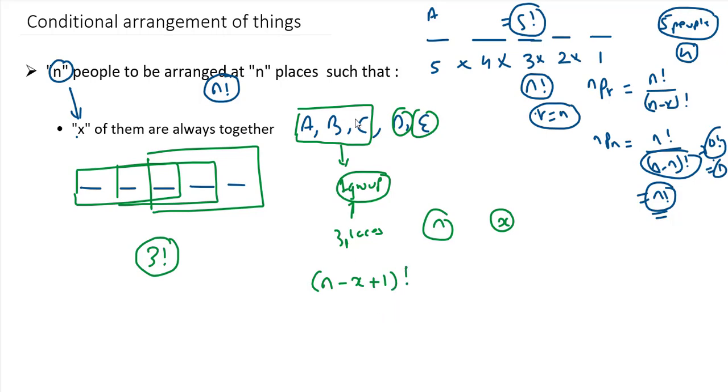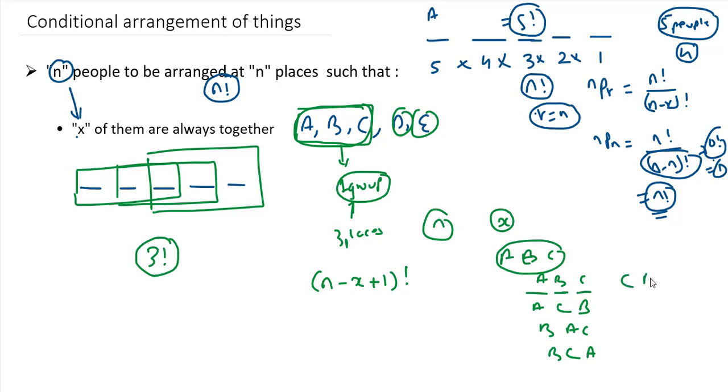Now let us consider the group of these three people. For this group of three people A, B, C, they are always together. They are sitting side by side. But in which order are they sitting? Are they sitting this way, ABC, or are they sitting as ACB, or BAC, or BCA, or we have another two combinations, CAB or CBA. So in which combination or in which arrangement are they sitting?